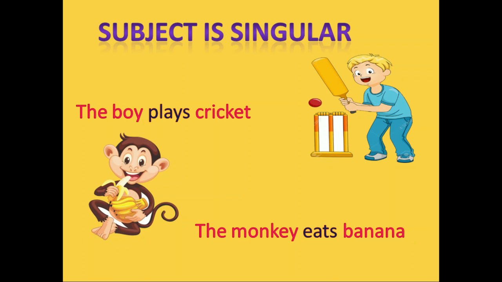Subject is singular. The boy plays cricket. In this sentence, boy is a singular subject, so we use a singular verb plays in this sentence. Now let's see another example. The monkey eats banana. In this sentence, we see monkey as a singular subject and the verb here is eats, which is also in its singular form.